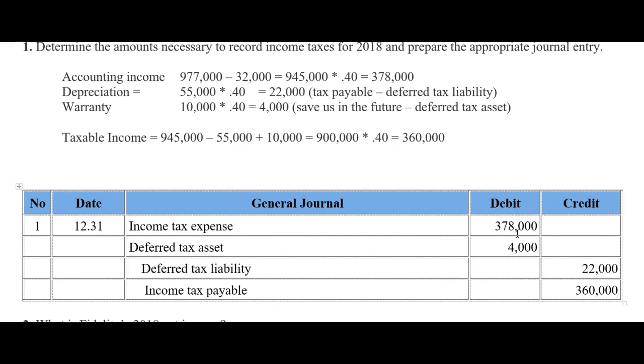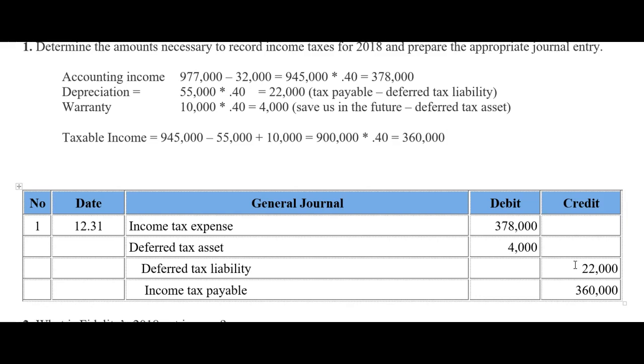So again, income tax expense, that's the amount we report on the income statement based on our accounting income. Income tax payable is based off our taxable income, what we actually should pay to the federal government or the taxing authority here. The difference between the two, the $18,000, creates a deferred tax asset or deferred tax liability depending on what we're dealing with.